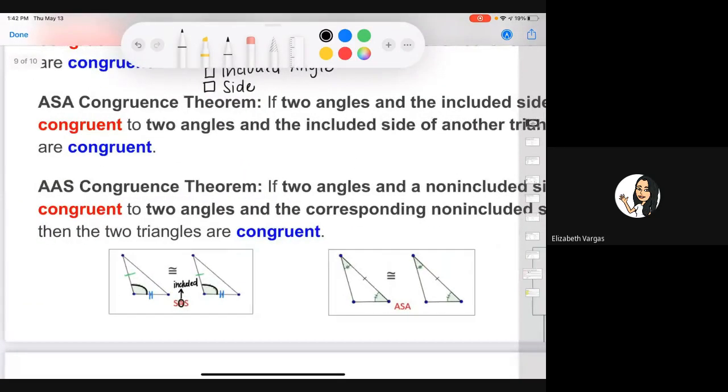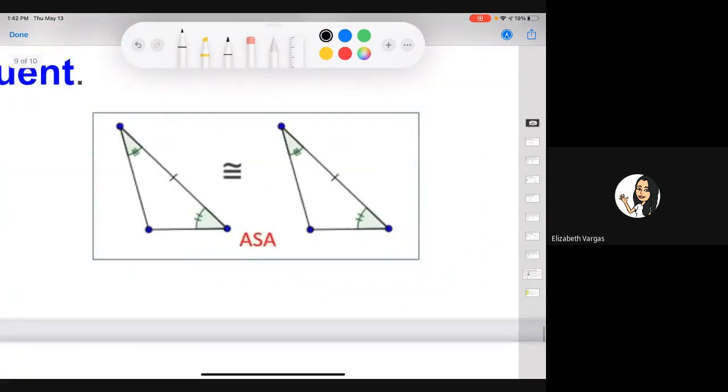Then we have ASA. It basically tells me I need one angle, my included side, and another angle. If I can prove that all these three things are congruent to another triangle, well, then I can use the ASA theorem to prove that they're congruent. So this angle is congruent to this angle, congruent to this angle. Let's see if that included side is congruent. Well, yes, I have that symbol right there. And so therefore I can use the ASA theorem to prove that those two triangles are congruent. Remember, because your S is in the middle, you know that you're looking for the included side.